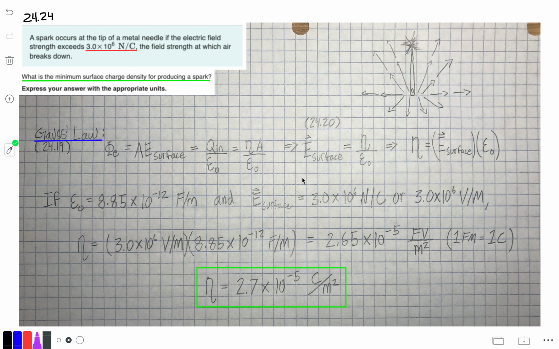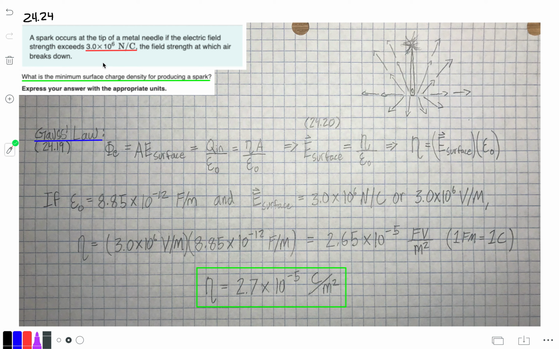Hello everyone. In today's video, we're going to talk about Physics 253, Week 4, problem number 24.24. In this problem, we are asked to find the minimum surface charge density that will produce a spark atop a needle, given that the electric field strength will exceed a certain value in newtons per coulomb.